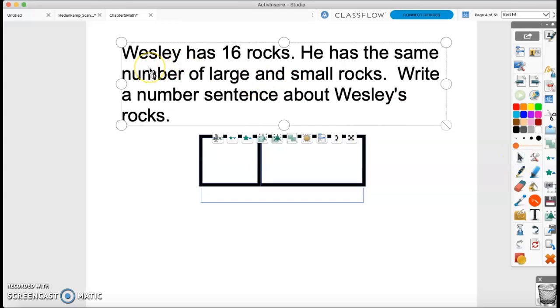Here we go. Let's read it. It says, Wesley has 16 rocks. He has the same number of large and small rocks. Write a number sentence about Wesley's rocks. Okay, so we know he has 16 rocks. So we know that's the whole. He can have no more than 16. So that's going to be part of my number sentence.